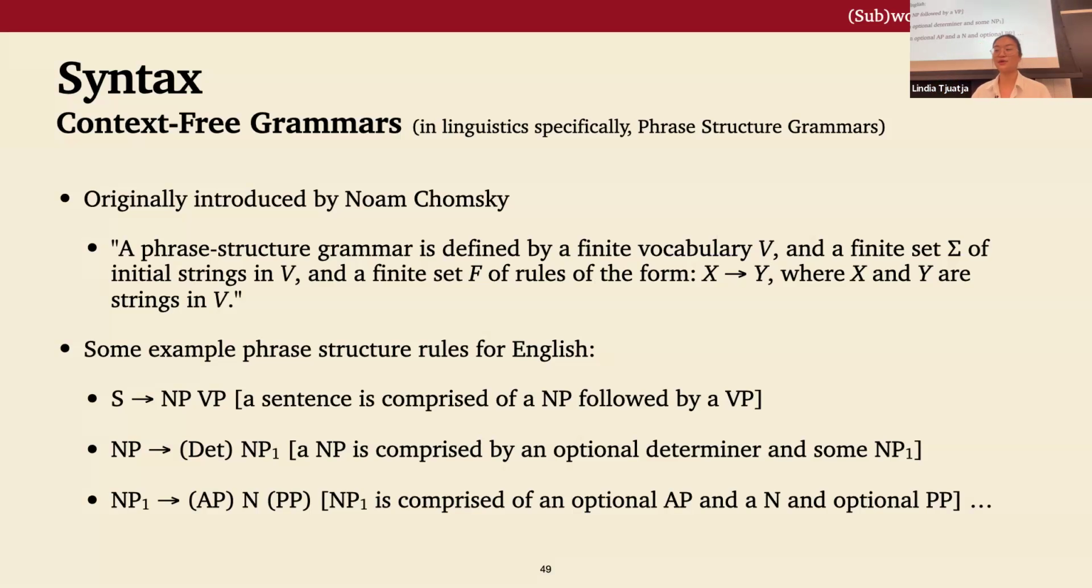Or more strings. And we can use these rules over and over again recursively to create infinitely long strings that are still parsable. So here are some very simple phrase structure rules for English. A sentence is defined to be a noun phrase followed by a verb phrase. A noun phrase can be constructed by having an optional determiner and another noun phrase, and then we can take that noun phrase and decompose it into another optional adjective phrase, a noun, a prepositional phrase, and so forth.